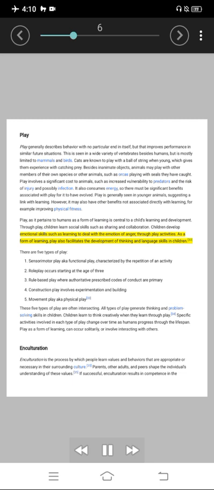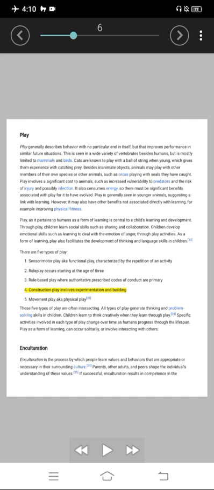There are 5 types of play. 1. Sensorimotor play, aka functional play, characterized by the repetition of an activity. 2. Role play occurs starting at the age of 3. 3. Rule-based play where authoritative prescribed codes of conduct are primary. 4. Construction play involves experimentation and building. 5. Movement play, aka physical play.